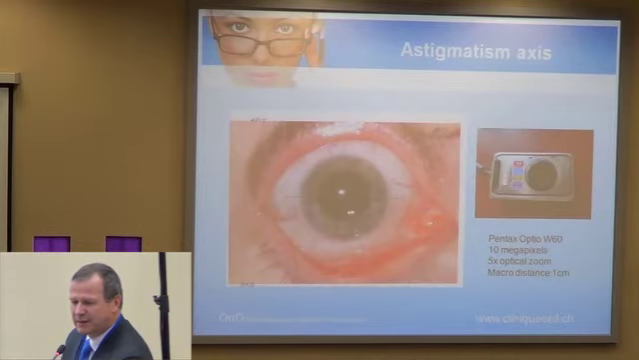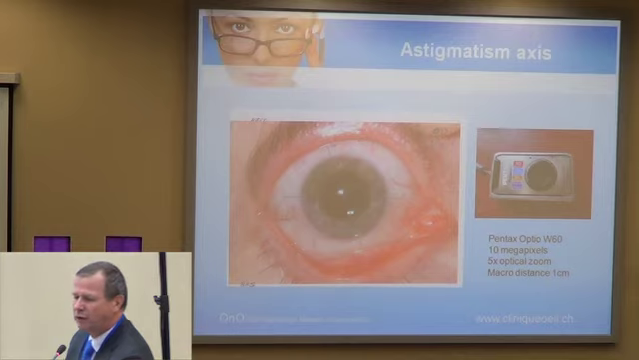We propose this system. You just buy a Pentax or any little camera, and you have to look at macro distance, 1 centimeter. That's very important. And you just do a photography of your conjunctiva. So you will have the vessels, and you will have your 0 degree, and the degree where you want to put your toric IOL.